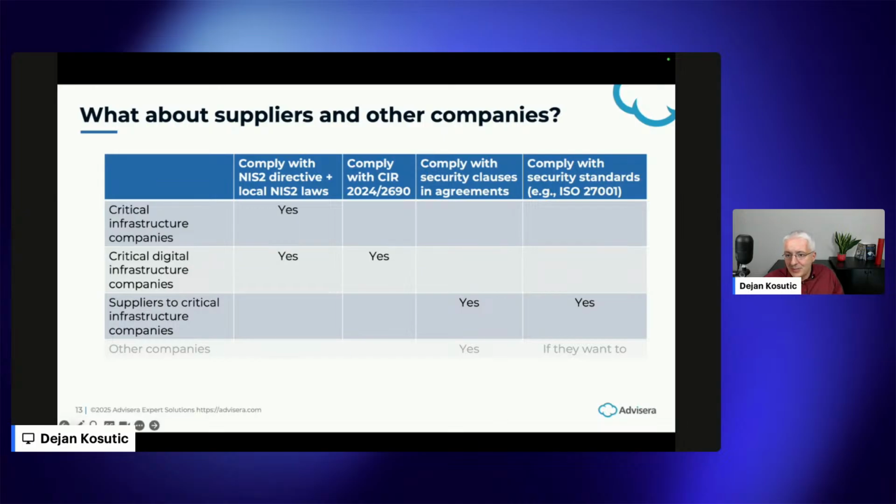Now, if you are another company, meaning that you are not a critical infrastructure company and not a supplier to these critical infrastructure companies, you still have to comply with security clauses in agreements with whatever buyers you have, and you can comply with security standards if you want. There is no obligation for such a company. I hope this now explains what exactly suppliers to critical infrastructure companies need to comply with. They do not have to comply with NIS2 or NIS2 laws. They have to comply only with these security clauses and a particular security standard.